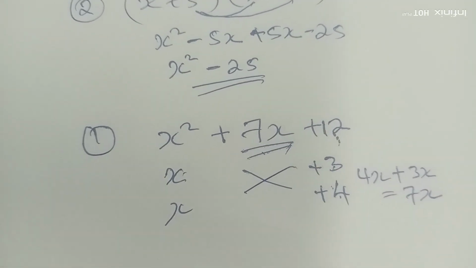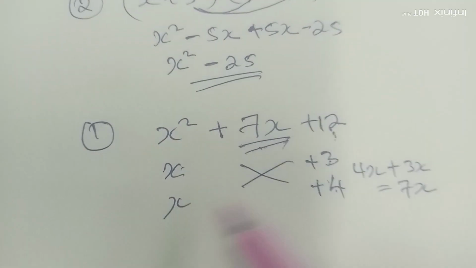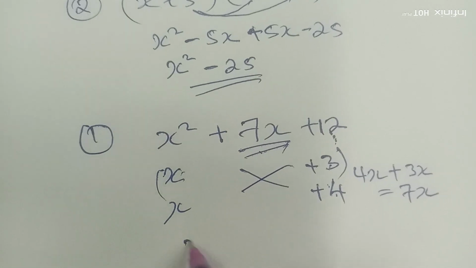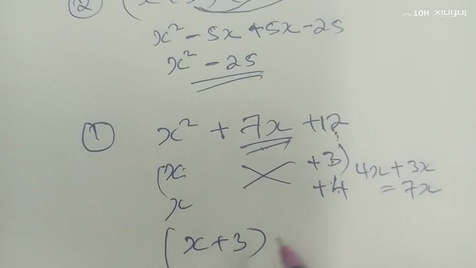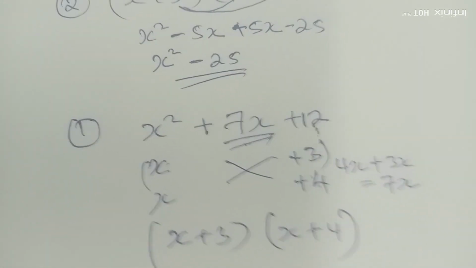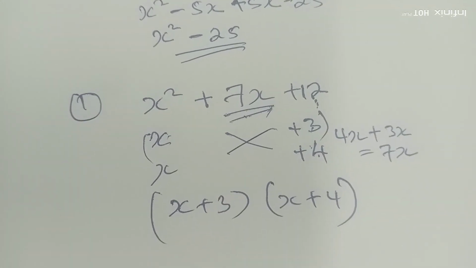So on taking the roots, you don't take the crosses, but you take the corresponding ones. So the first root here is x plus 3, and the second root is x plus 4. So that is how to do the reverse calculations for this.